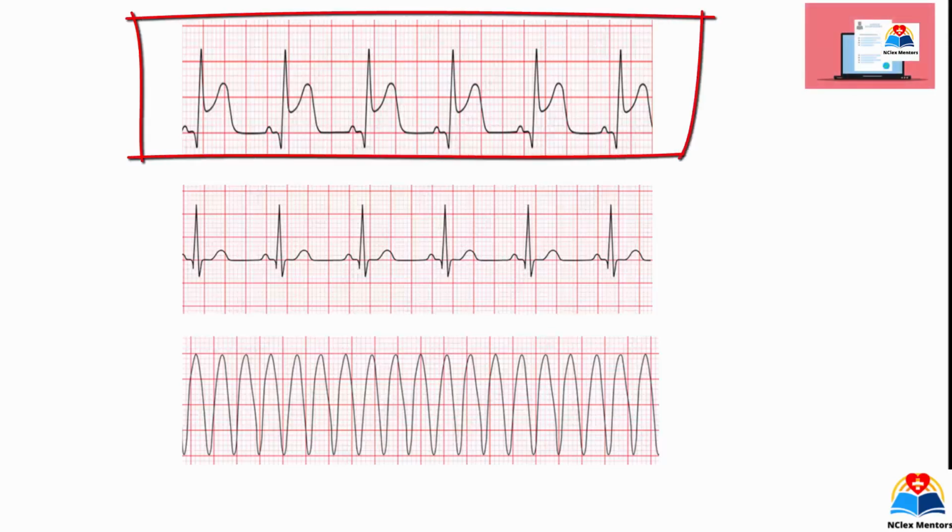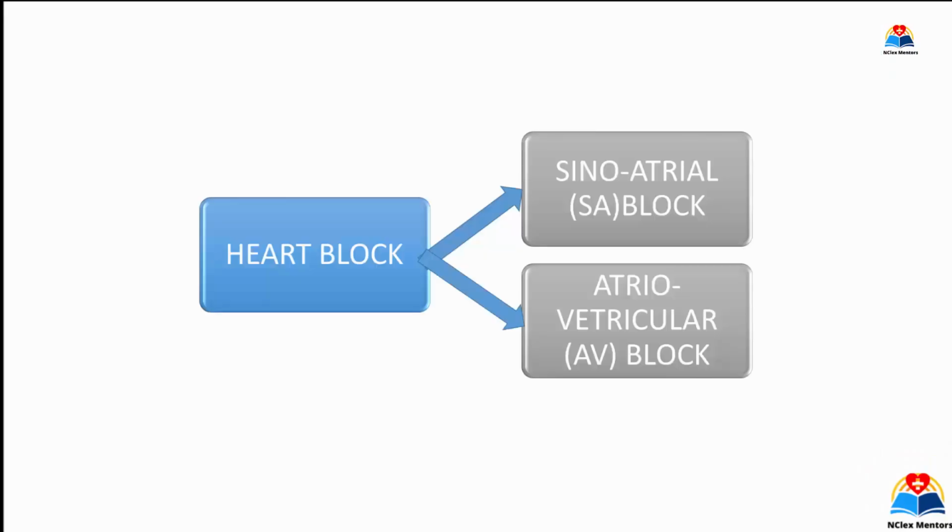Yes, you are right. You clearly see the elevated ST segment in this EKG strip, which shows myocardial infarction. There could be different types of heart blockade. It can be sinoatrial block or an atrioventricular block. The sinoatrial block is not easily recognizable on the EKG strip, and is also not very dangerous compared to other heart blocks.